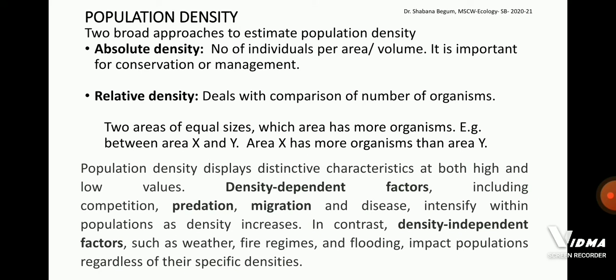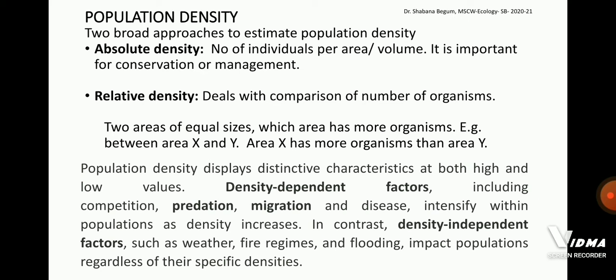There are two broad approaches to estimate population density. The first is absolute density, where you calculate the number of individuals per area or volume, and it is important for conservation or management. The relative density deals with comparison of the number of organisms. For example, between two areas of equal size, area X has more organisms than area Y.